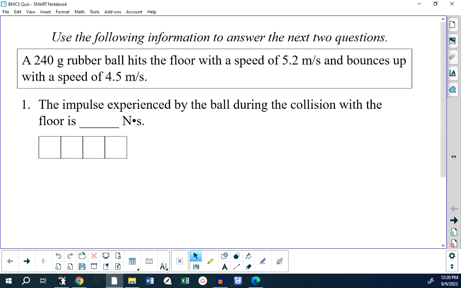So if you're a Wetaskiwin Comp student and you're looking at this, the questions are the same, but they have slight variations, whether it's different numbers or different choices in a multiple choice.